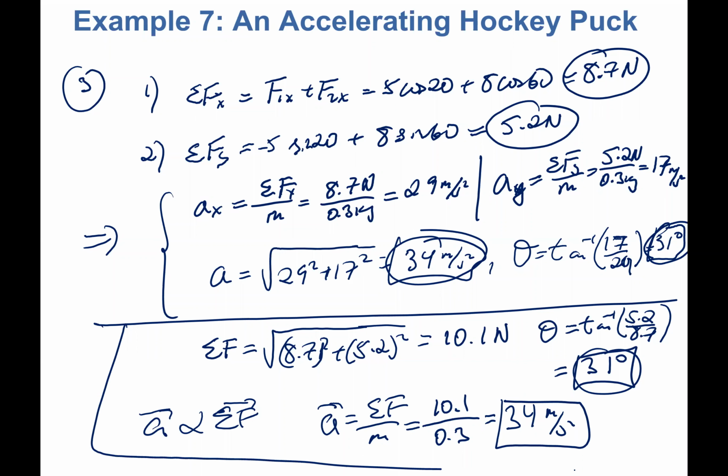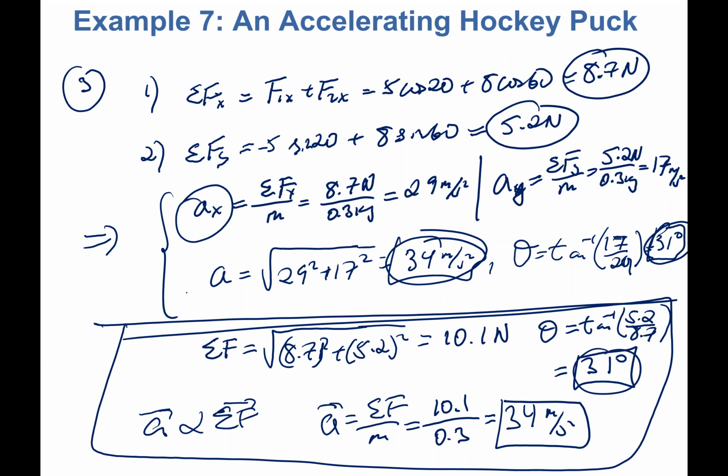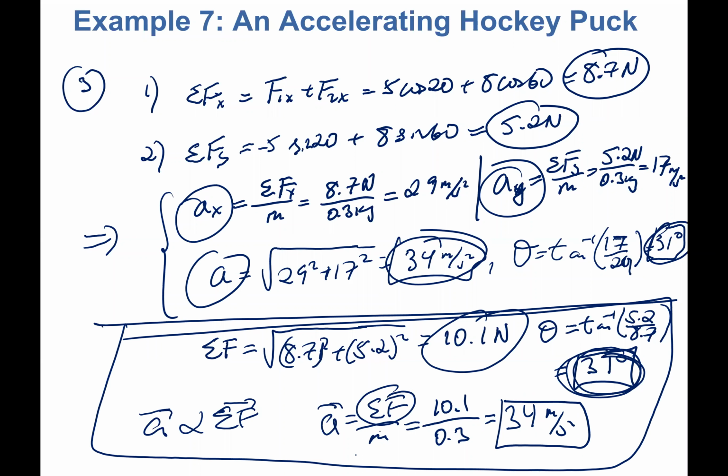That means both of those methods can work. First find the X and Y components of the acceleration, then use those to find the magnitude and direction of the acceleration. Or find the net force and the net force's direction, which is the same direction as the acceleration, then do net force divided by the mass to get the magnitude of the acceleration vector itself. All right, so both methods will work. All right, so this concludes chapter 4.